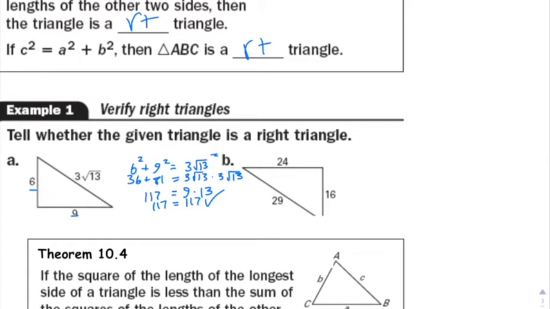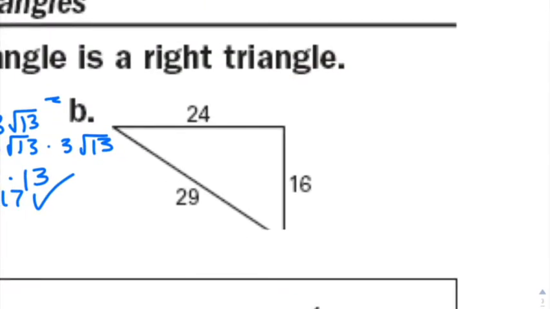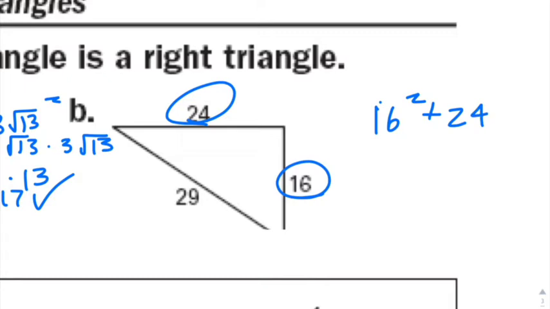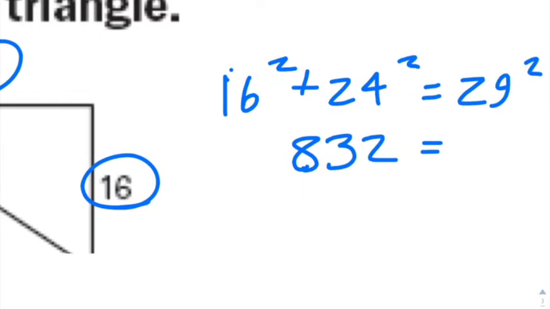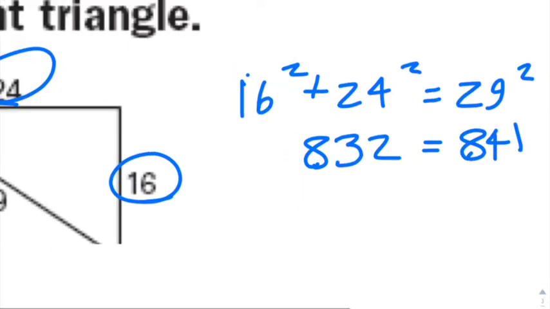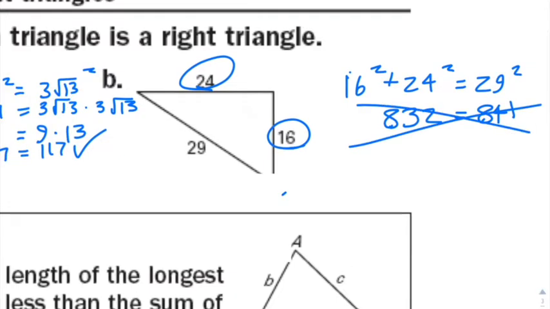Okay. Next one here, let's go verify if this next one's a right triangle. Make sure you use the legs. So we'll go 16 squared plus 24 squared, and we'll see if that's equal to 29 squared. I'm just going to type this in as one line in my calculator. 16 squared plus 24 squared, apparently that gets you 832. And then 29 squared gets us 841. So it's kind of close, but not exactly. So this would not be a right triangle.